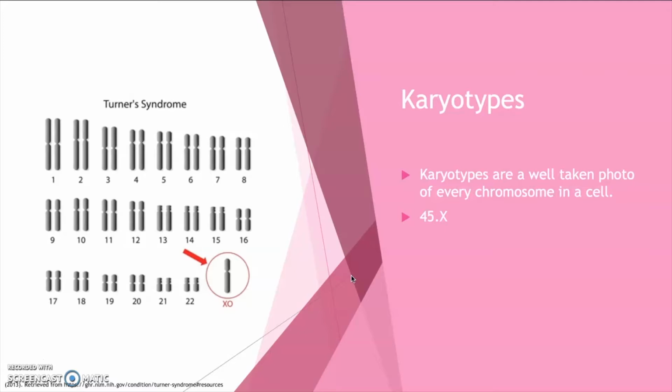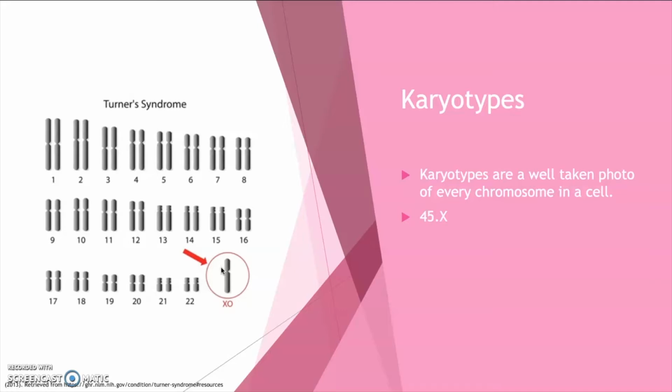Karyotyping is the action of photographing all of a person's chromosomes within a cell. They are laid out from longest to shortest with sex chromosomes presented at the end. Here is a photo of a karyotype of a female who suffers with Turner syndrome. As you can see, in the bottom right corner of the photo, there is a single X chromosome. This can differ for every female with Turner syndrome.